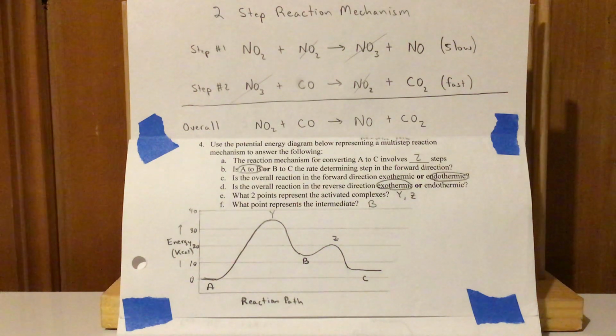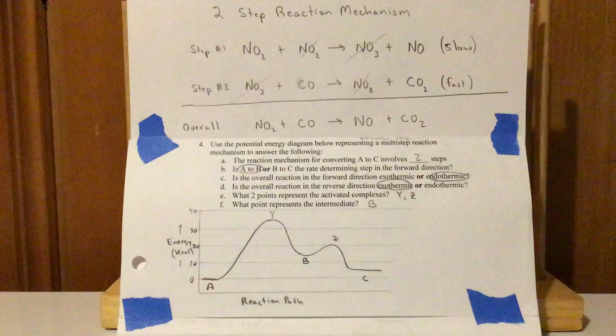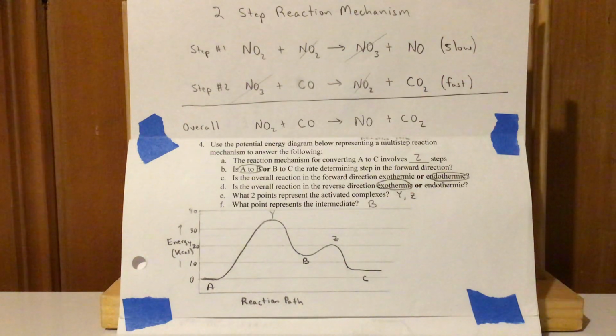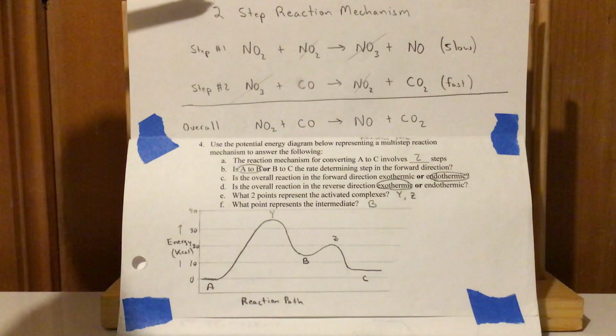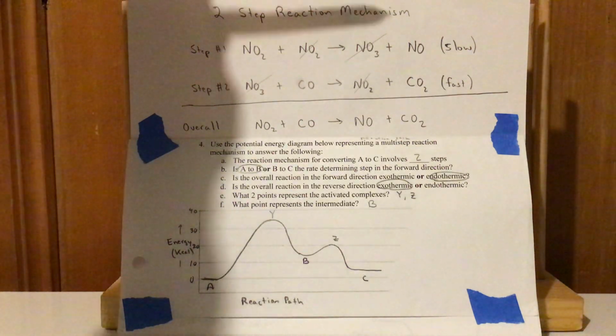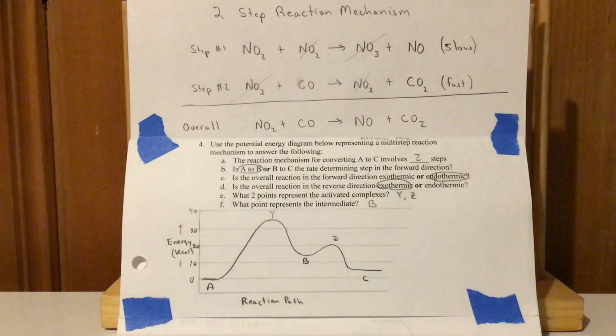In this video, I want to go through question number 4 on page 6 of your practice and notes for potential energy diagrams. This is going to be a two-step reaction mechanism, and it will be a little bit of a different diagram because of that. So this isn't on your note sheet, but I just wanted to talk a little bit about what a two-step reaction mechanism is. Mechanisms are just the steps that make up an overall reaction.